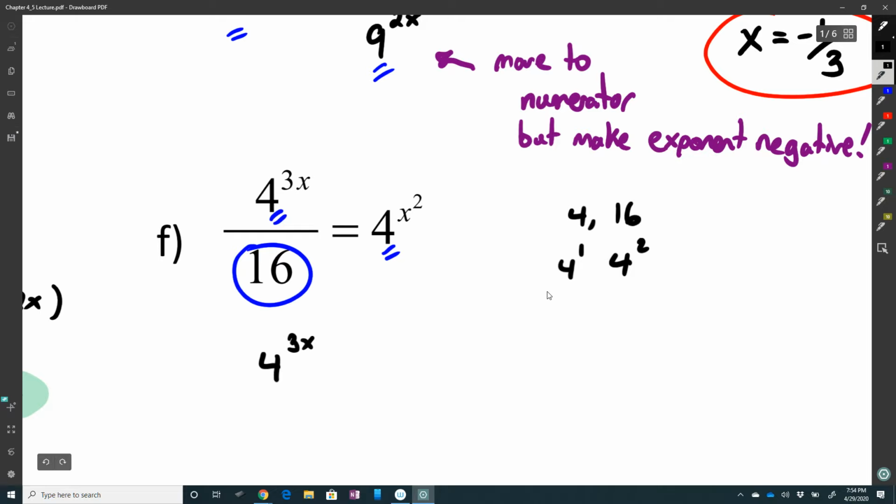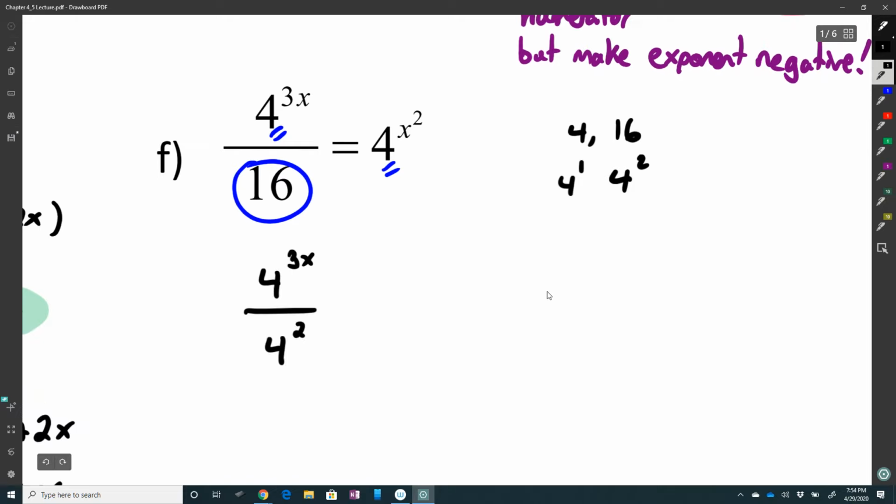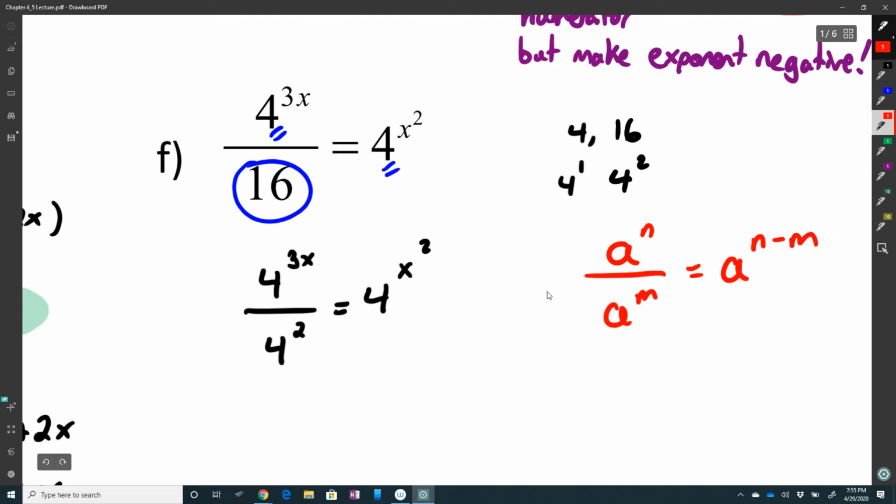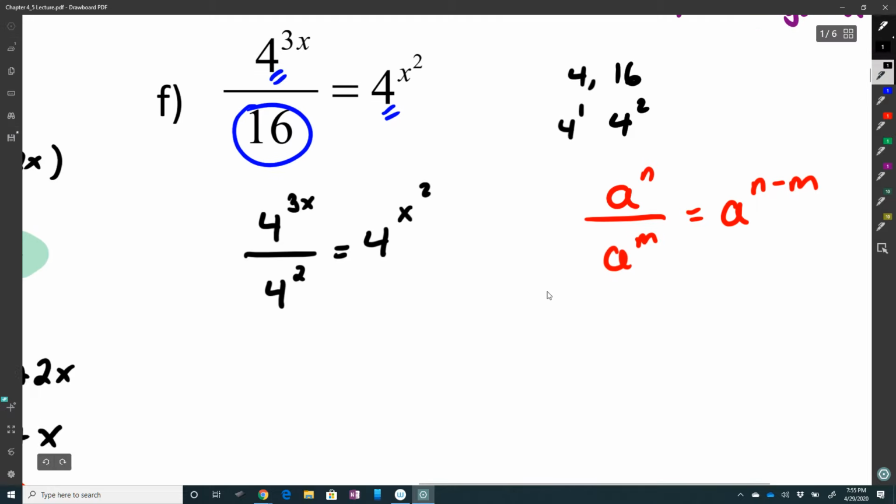I have 4 to the 3x over 4 squared, 4 to the x squared. Now with that 16, another rule is if I have a to the n divided by a to the m, this is just a to the n minus m. So we're subtracting. So that means that I can turn this into one exponent. This is 4 to the 3x minus 2. This is 4 to the x squared. Now I can set the exponents equal to each other.